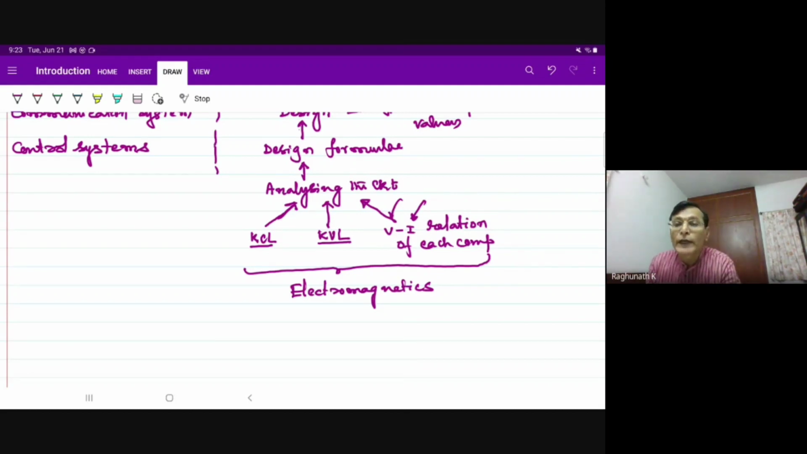KCL is continuity of current. KVL is the conservative nature of the voltage potential. We will study electromagnetics from the beginning. One way to get the advantage is understanding each component, how it works, what is its VI relation.